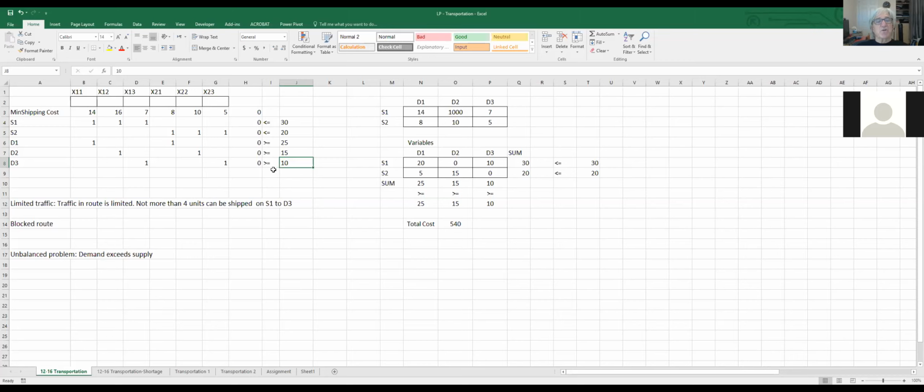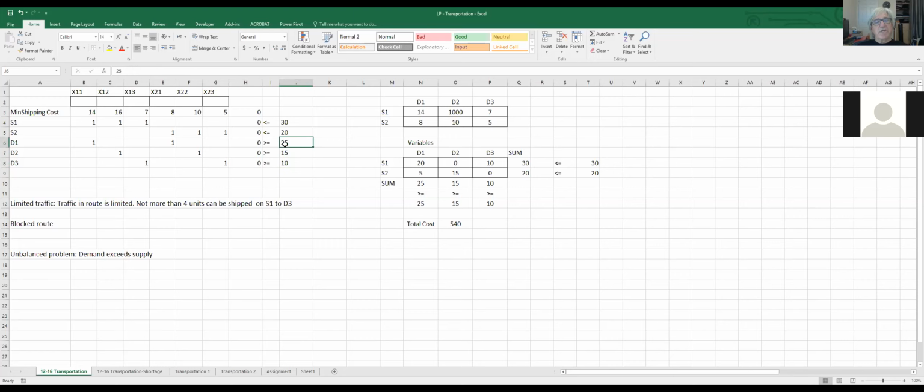Well, then it will not ship to the demand point more than 25 here, although you allow it. And it will not ship more than 15 and not more than 10. You allow it, but it will take the 25, 15, and 10 because you allow it also. So this will be equality here.